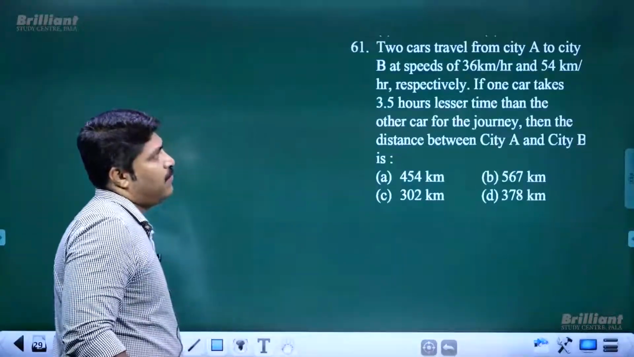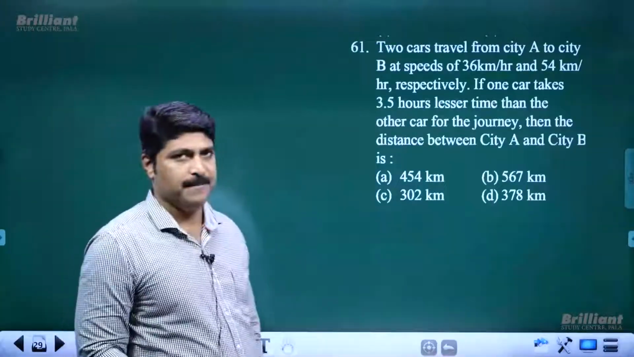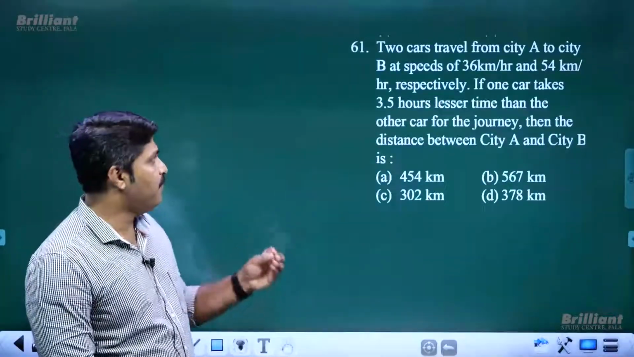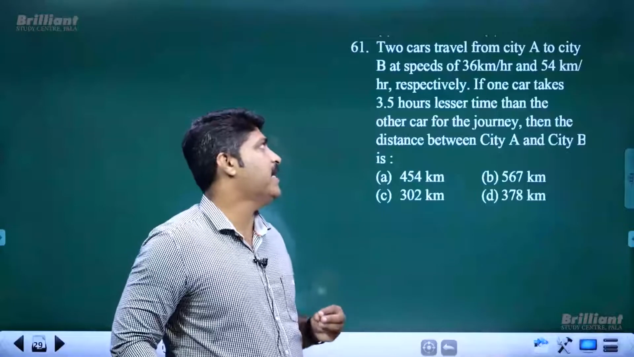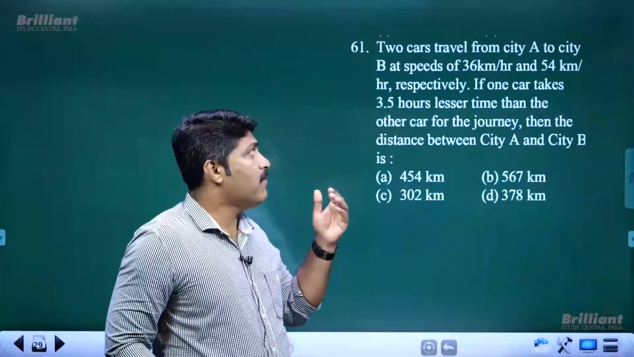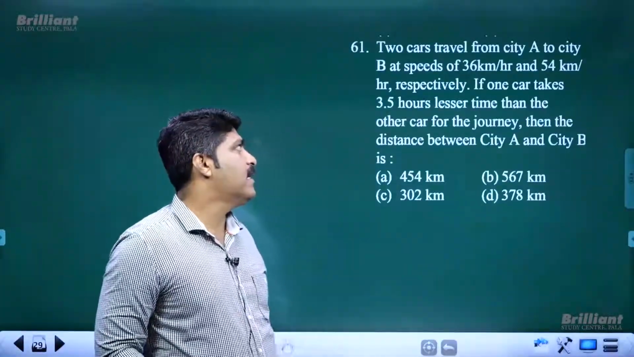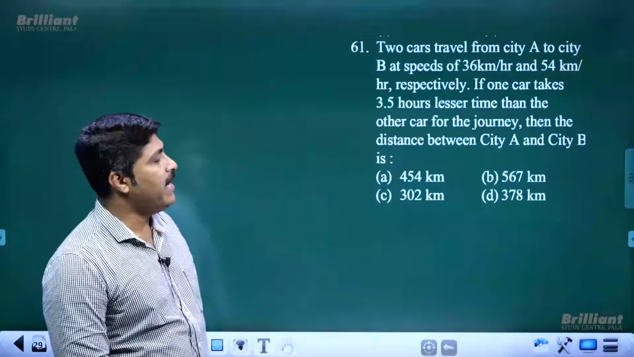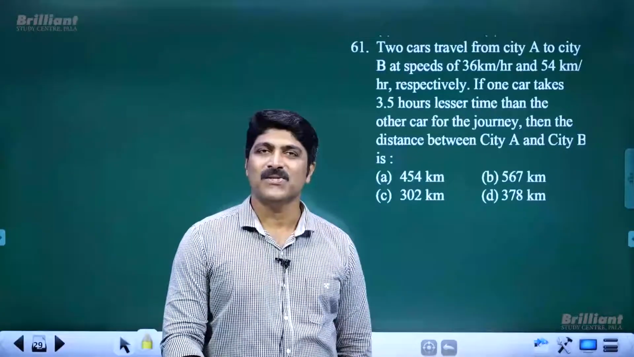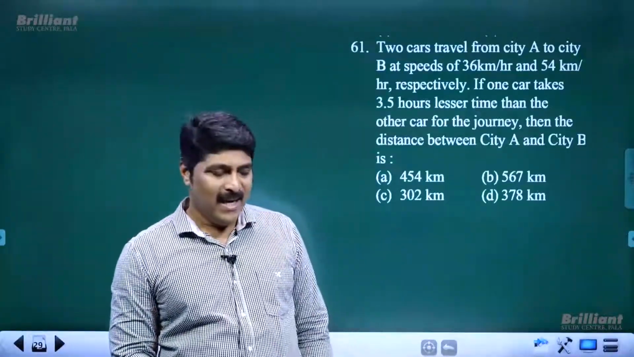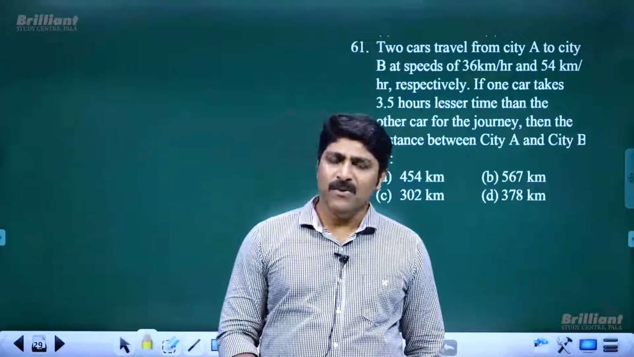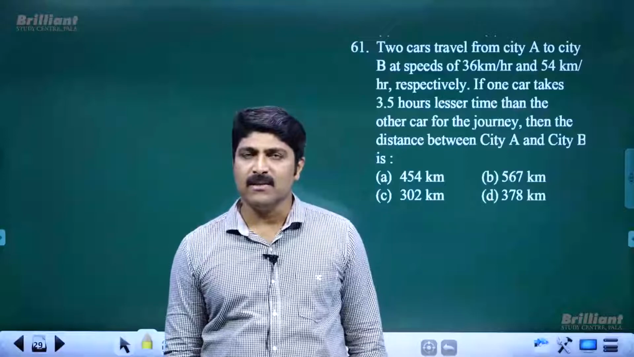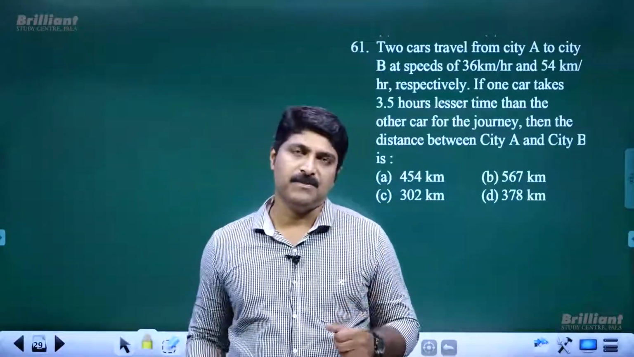Two cars travel from city A to city B at speeds of 36 km per hour and 54 km per hour respectively. One car takes 3.5 hours less time than the other car for the journey. Then find the distance between city A and city B. That's an interesting question from time and distance. Hope you will be able to find the answer of such a question because we discussed a similar kind of question in previous sessions.